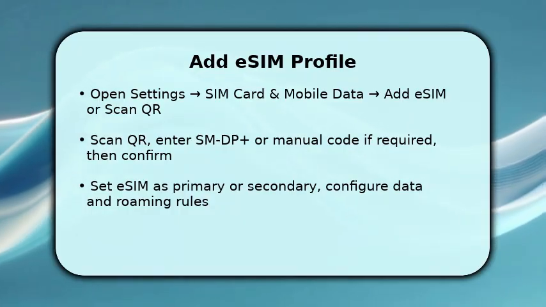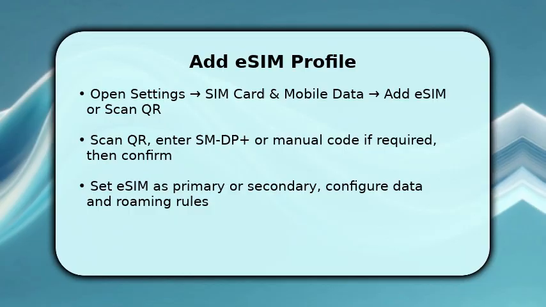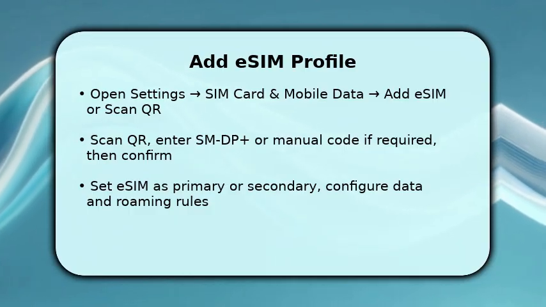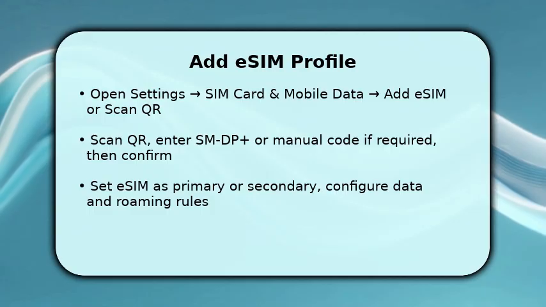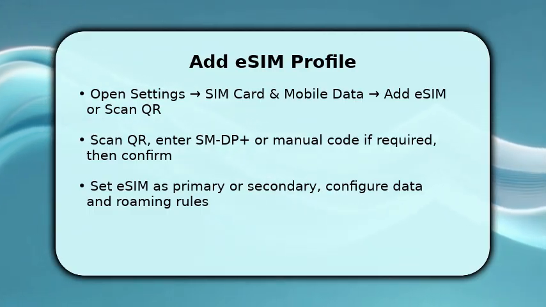Tap Add eSIM and either scan the carrier QR code or choose Manual Setup to enter SM-DP+ and activation code. After the phone downloads the profile, confirm the carrier name and wait for provisioning. This can take a few minutes.